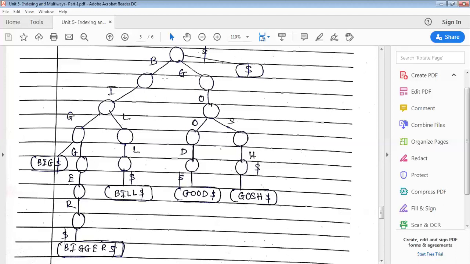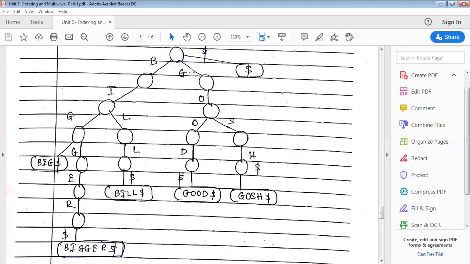Then continue with the next one, B I G. Then again it is connected with G, then E, then R. What is the spelling? Bigger. And then we add the dollar, meaning this is the end of that word. Then check B I. On the right-hand side is L, again connected with a second L, which completes the word bill with the help of the dollar symbol, showing the end of that word. Then B is finished, so the left-hand side is finished. Then go for the right one.